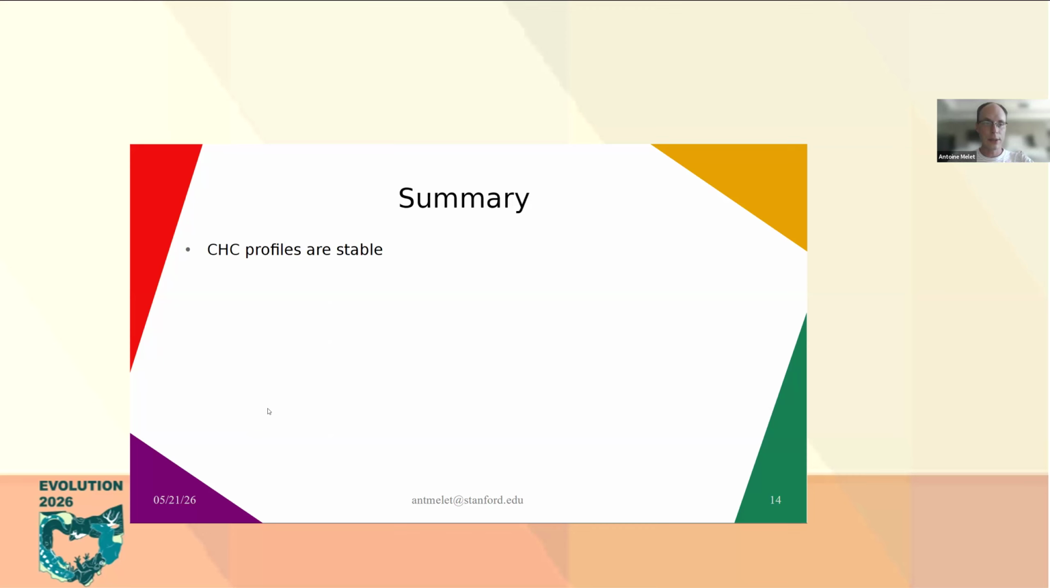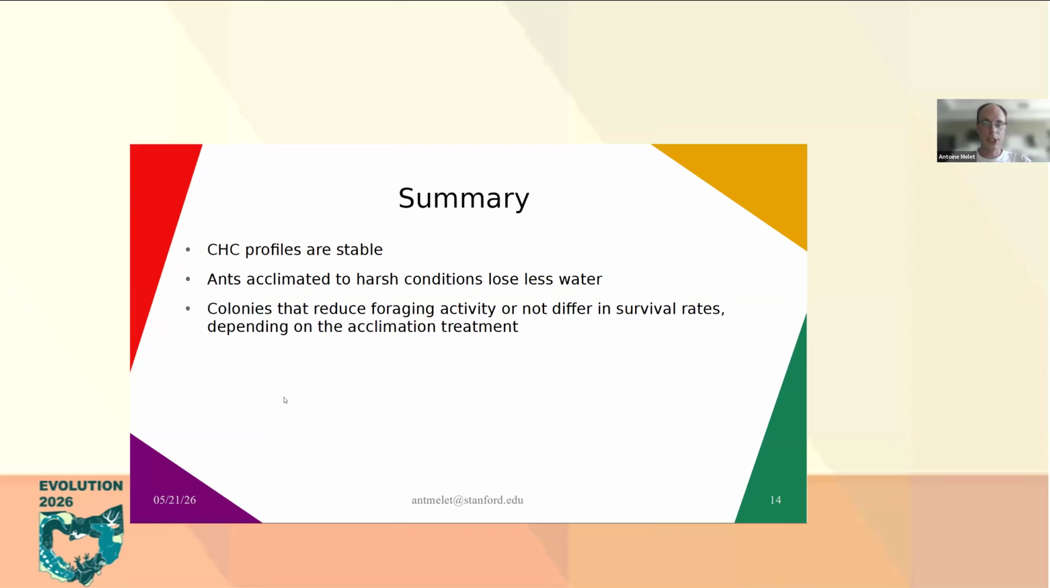So to summarize, the CHC profiles are very stable. The ants acclimated to harsh conditions lose less water. And the colonies that reduce foraging activity or not differ in their survival rates depending on the acclimation treatment. So our initial rationale was that CHC differences will predict water loss differences, predicting survival differences. The data show that it's not as simple. Other factors are likely to play a role in this system, and we will continue to investigate this. It's still an open question.